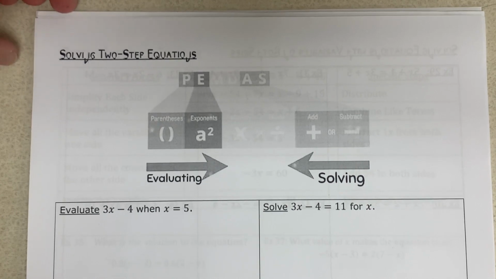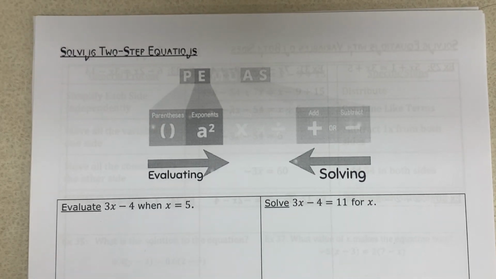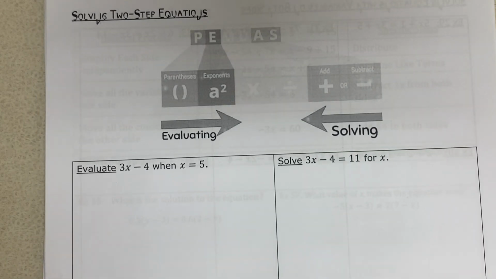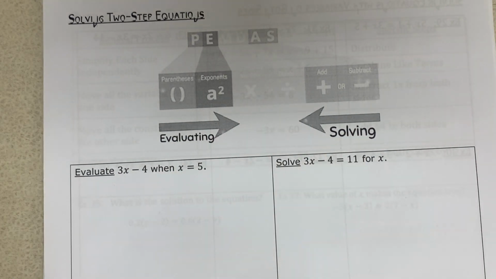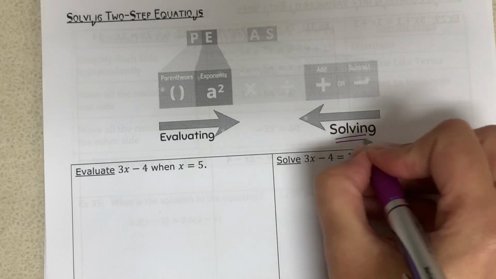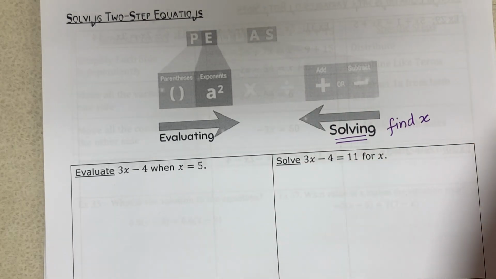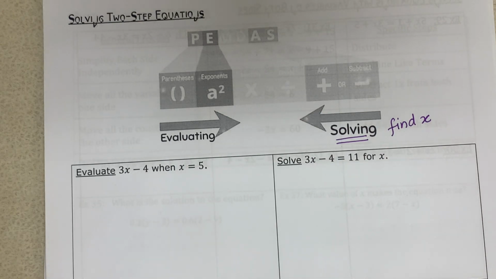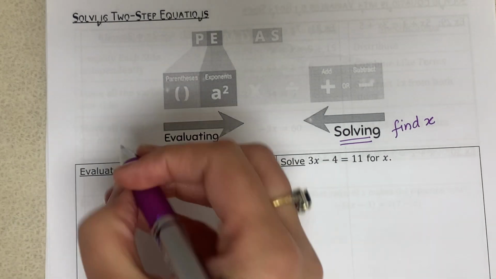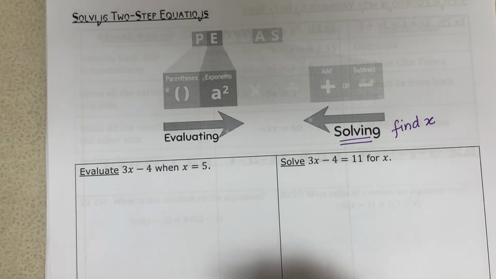So we did one-step equations on Friday. Now we are going to work on two-step equations, which means you have 2 steps before you have the answer. Before we actually start the process, let's see what is the difference between evaluating and solving. Solving is easy because we already did it on Friday. Solving means find x, or find any other variable. Evaluating means find the value when we know the variable.